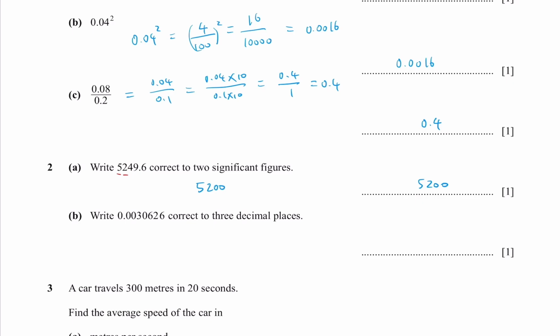And then we write 0.003026 correct to 3 decimal places. 1, 2, and then 3. So the answer is 0.003.